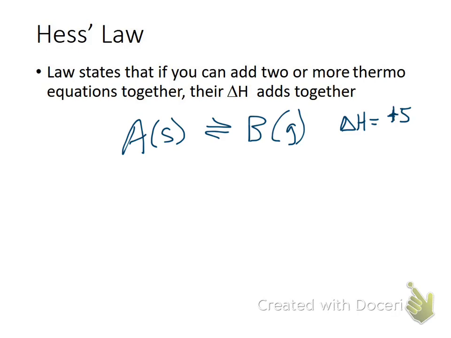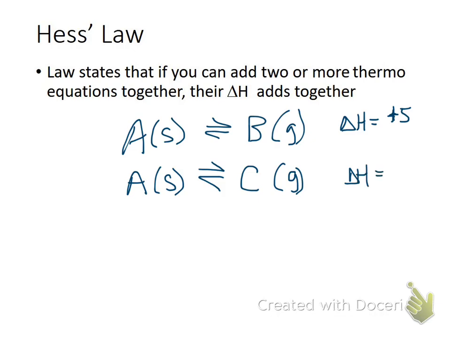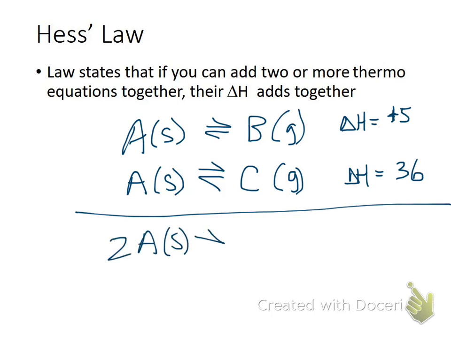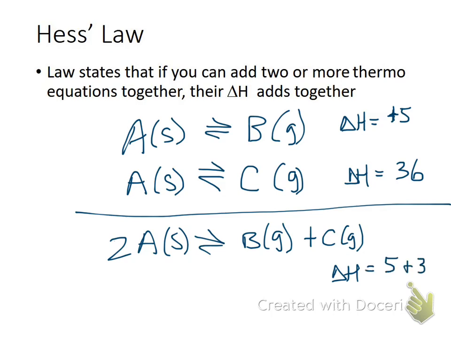And then I had a second equation that looked something like this. Well, A solid goes to C, also gas. I told you that this delta H here was 36. What I can do is I can actually add these two equations together and I get something that looks like this. 2A solid goes to B gas plus C gas. The delta H here then is the sum of their two delta H's.